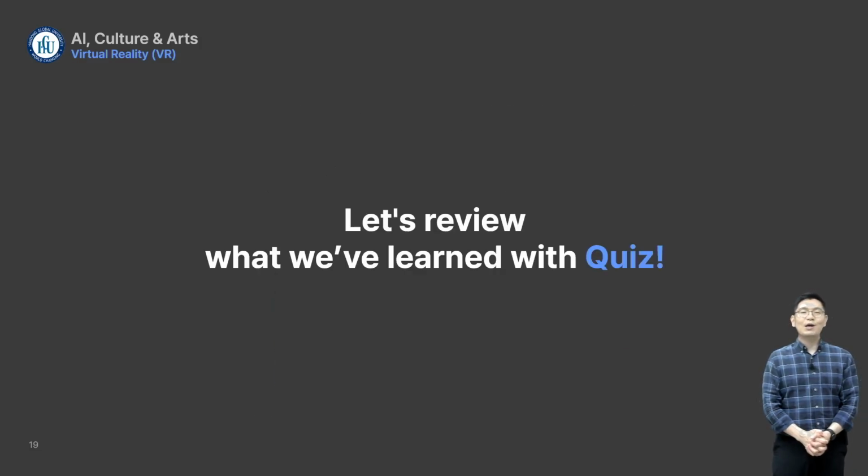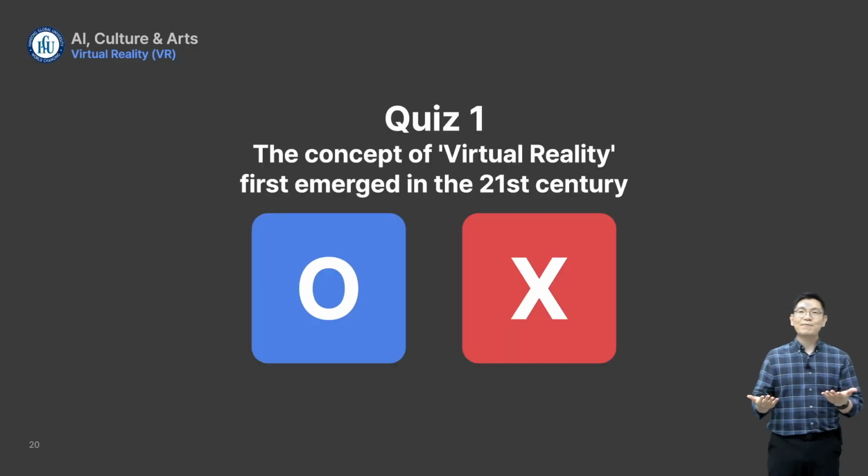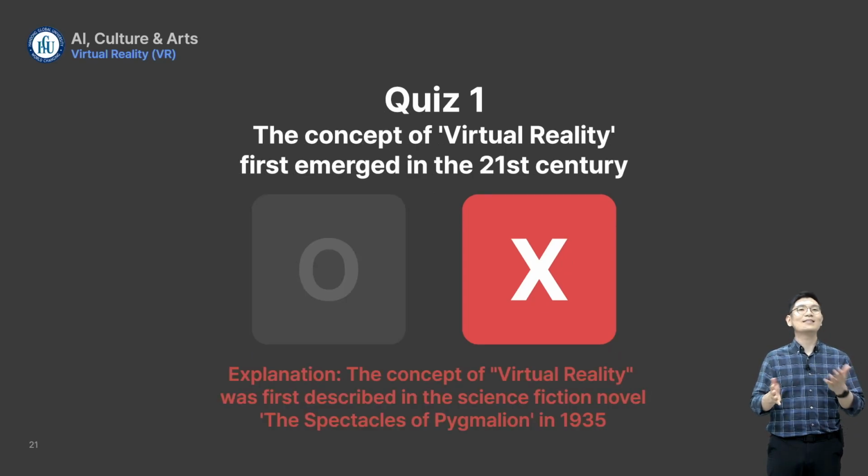Okay, we've summarized what we learned in the VR section, and now let's recap with a quiz. Here's our first quiz. The concept of virtual reality first emerged in the 21st century. True or false? What's your choice? You have 3 seconds to think. 3, 2, 1. The answer is false. That's right. Good job. The concept of virtual reality was first described in the science fiction novel The Spectacle of Pygmalion in 1935.